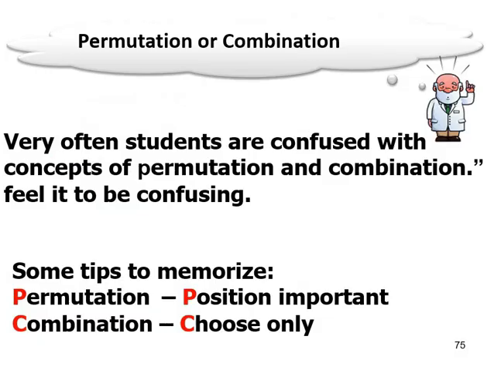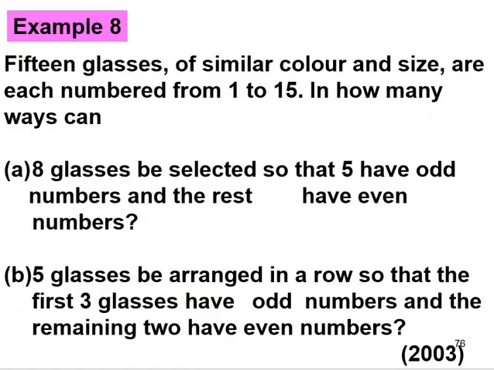And then we are going to look at how to distinguish between permutation and combination. Very often students are confused with the concepts of permutation and combination. The easiest way to memorize is: for permutation, position is important, but for combination, position is not important. It is only the method of choosing. Okay, so let's look at a question.